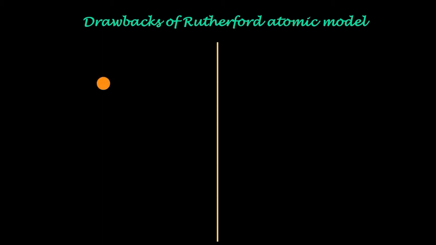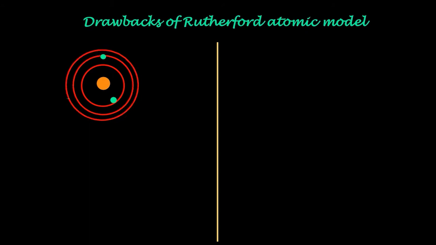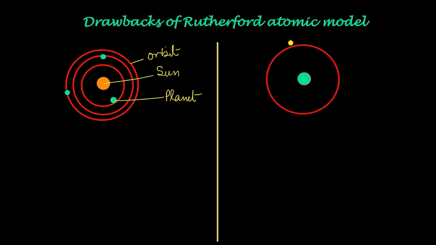The solar system consists of the sun and the planets going around the sun in different orbits. I'll show three such orbits. There is the nucleus in the center and all the electrons revolve around the nucleus. I have shown some 5 electrons.